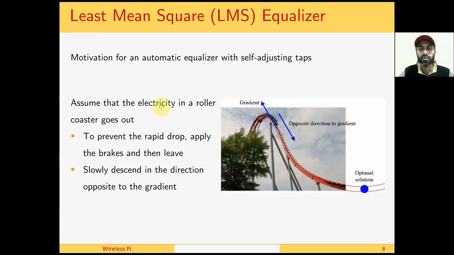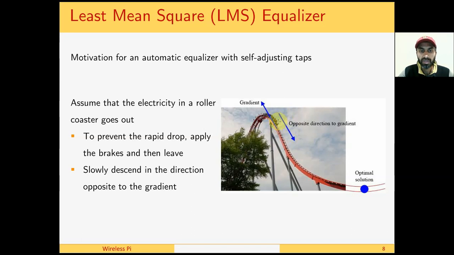To understand the intuition behind the LMS equalizer, assume that you are on a holiday in a nice theme park and you are riding on a roller coaster. Sitting on the front seat, you have access to a hypothetical set of brakes and there is no anti-rollback mechanism. Suppose that the electricity goes out.